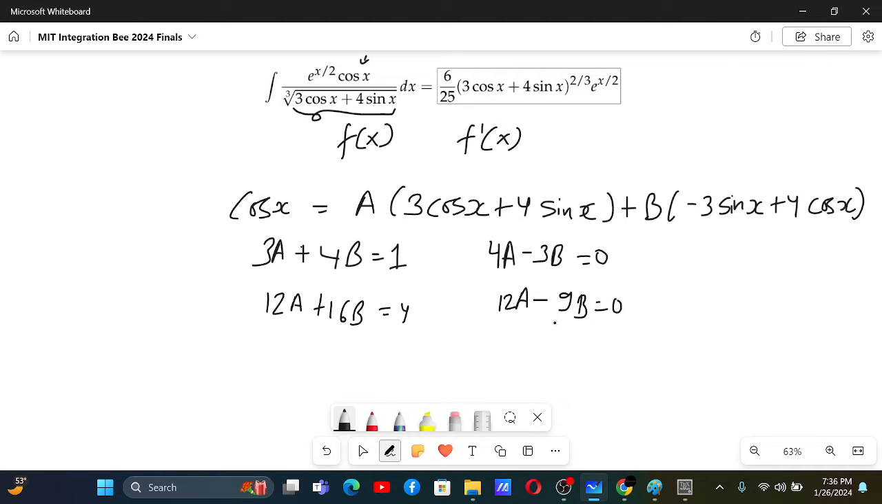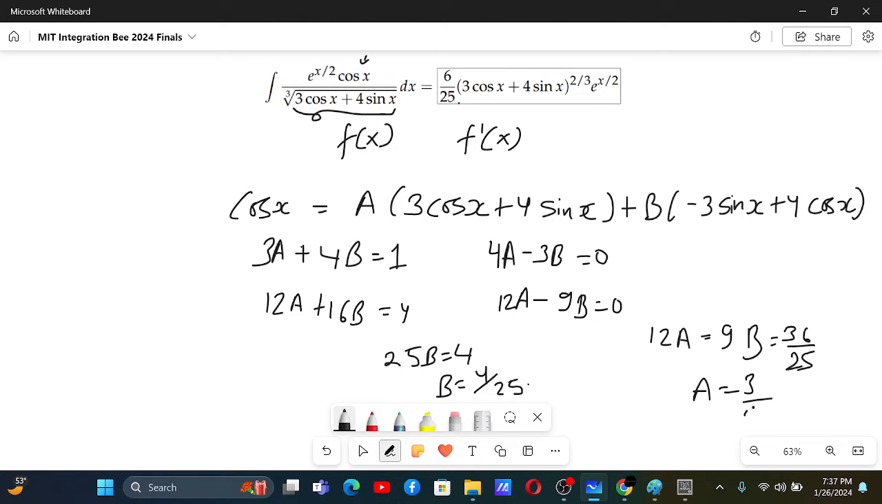Now if we subtract the second equation from the first one, we will have 25b equals 4. That gives us b equals 4 by 25. Since the 25 matches with the answer, it seems like we are going in the right direction. And now we also have 12a equals 9b, and b is 4 by 25, so 12a is 36 by 25, and hence a is 3 by 25.